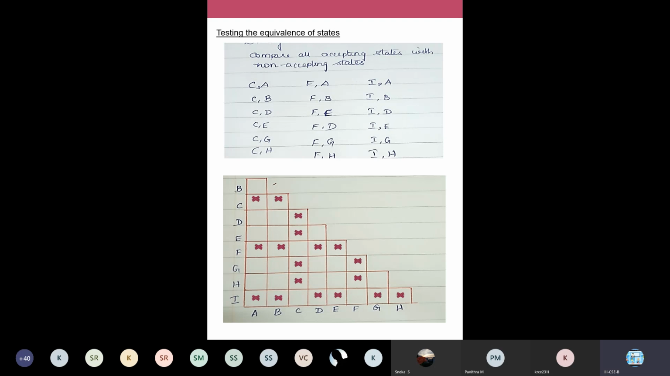Now you have to manually find out whether the other combinations, like all the empty combinations like AB, AD, AE, AG, AH, whatever is empty here, all these combinations we are going to check out manually and find out whether they are equivalent or distinguishable. We are going to apply the definition. In the first slide I showed you a definition, is it not? Definition for finding the equivalence.